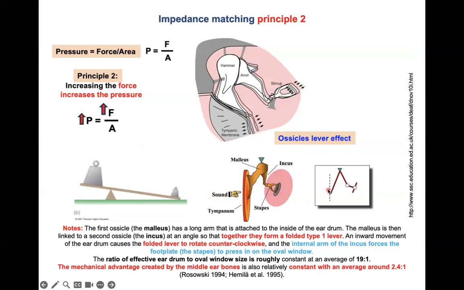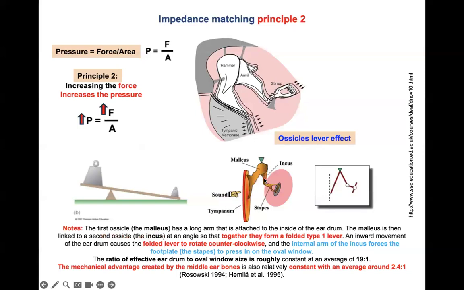To simplify this, we can consider the two bones, the malleus and the incus, as one, whereas the stapes is considered as the second. So, the entity of malleus and incus can be considered as one lever, the longer arm of the lever, and the stapes would be the shorter arm. Here I have the summary. The first ossicle, the malleus, remember this one here, has a long arm that is attached to the inside of the eardrum. Here, the malleus is attached to the eardrum. The malleus is then linked to a second ossicle, the incus.